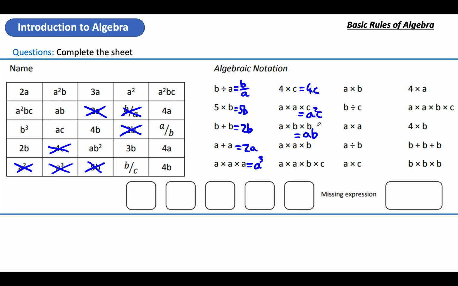So that's B squared. I don't know if you just heard my cat. He's saying, I love algebra. He's an algebra cat.